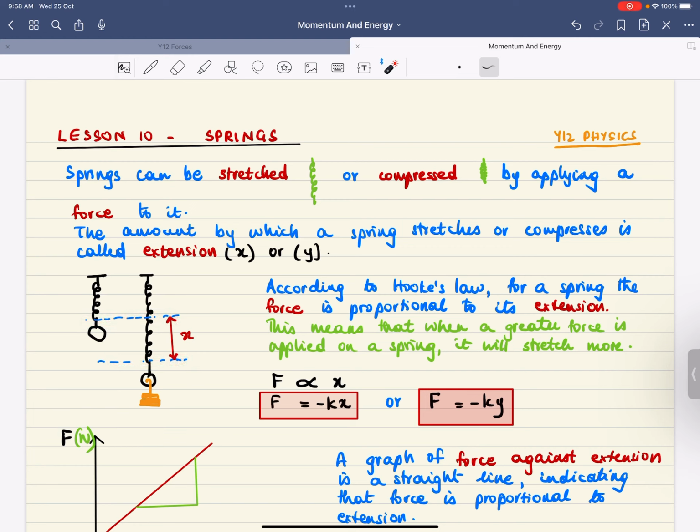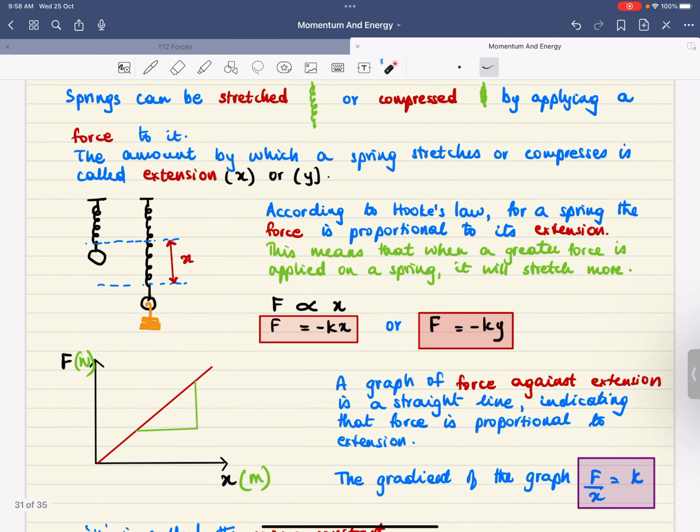According to Hooke's law, for a spring, the force is proportional to its extension. So that means when you have a greater force, you will have a greater stretch. And so force is proportional to extension, and the constant of proportionality, which is the gradient of this graph, is called the spring constant.